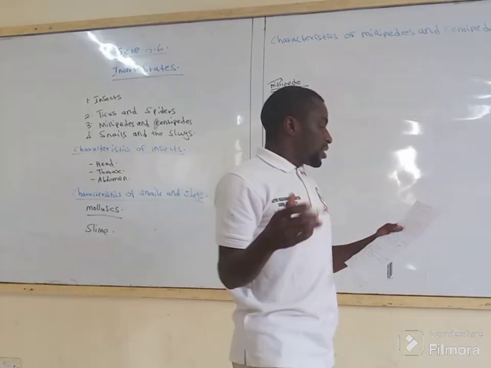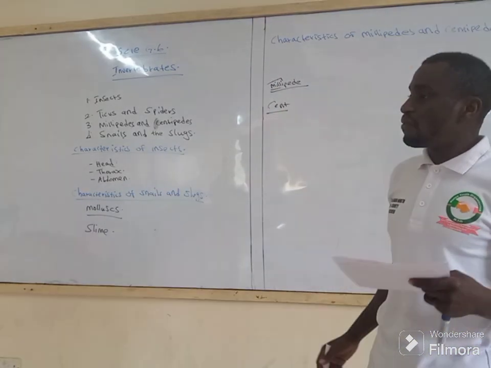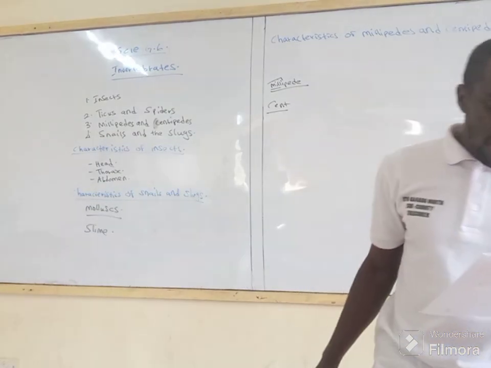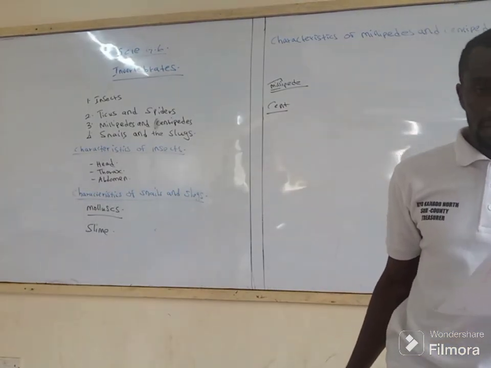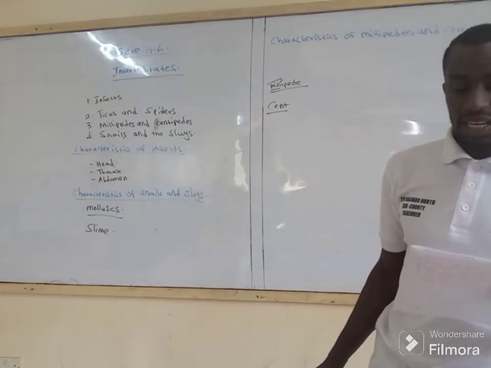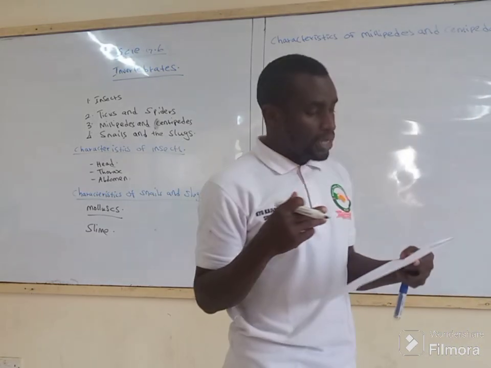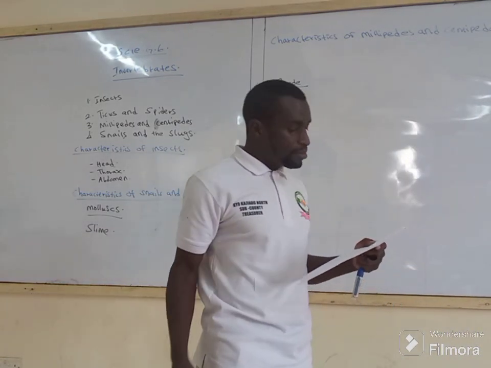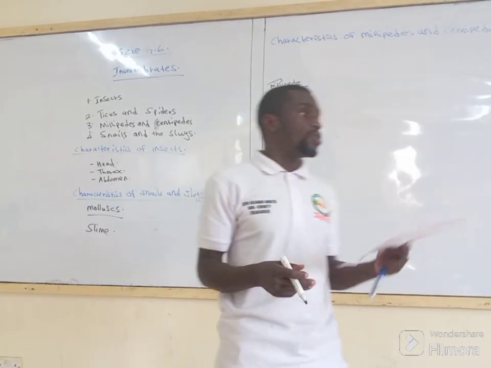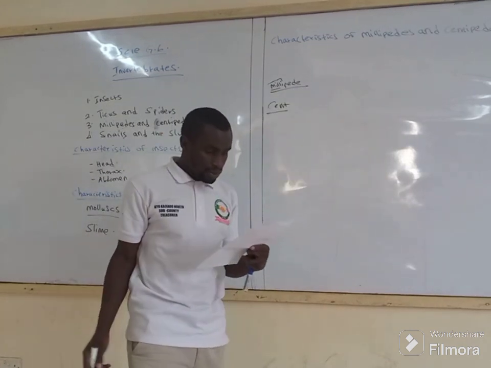So let's look at the characteristics. The first one, they have a pair of antennae. Number two, they have many pairs of legs. And then number three, they have many body parts or segments. And then lastly, they breathe through spiracles. Remember, we also said insects breathe through spiracles, and so do millipedes and centipedes.